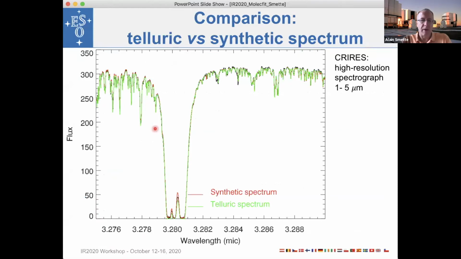So let's have some examples. Here is a CRIRES spectrum, so basically 100,000 spectral resolution. In a spectral region where we have a large line caused by water vapor, with a number of lines caused by either methane or ozone. The spectrum itself is in black. Overplotted is the spectrum of a Telluric standard star in green, and in red is a spectrum produced by Molecfit. And you can see that they are really very, very close to each other.